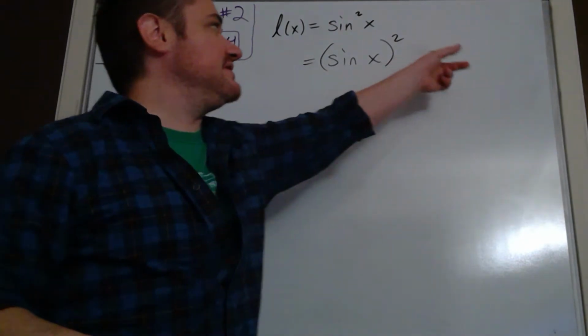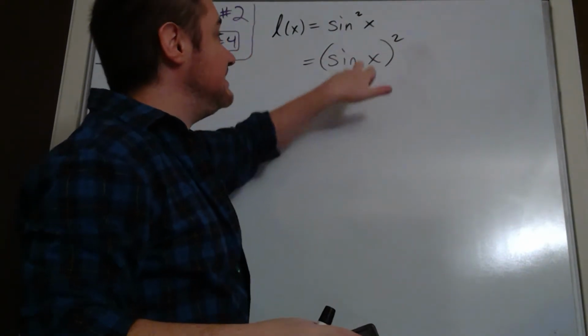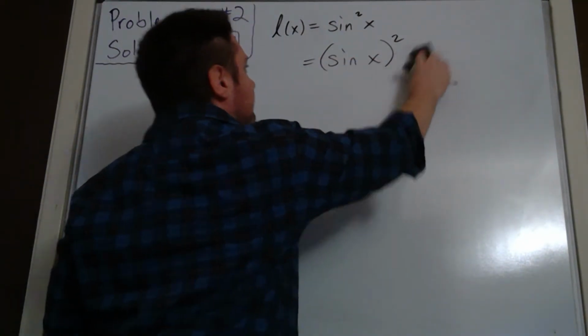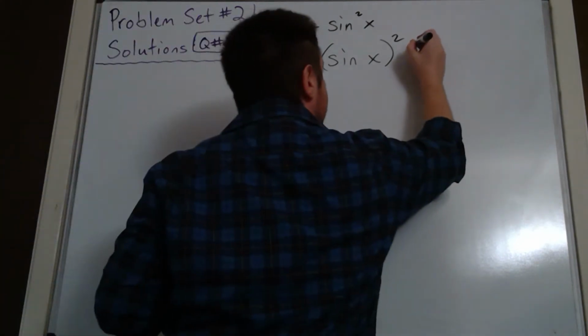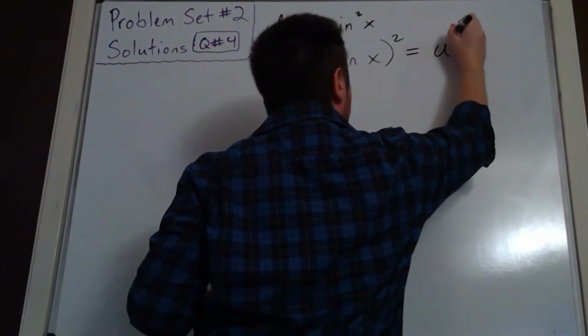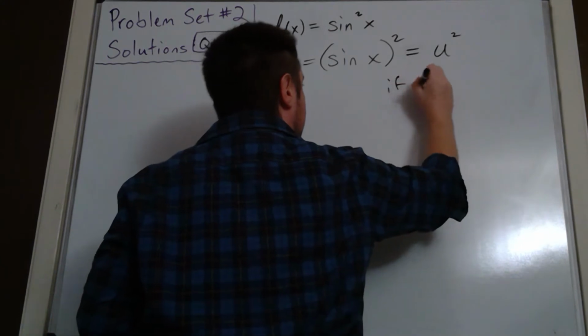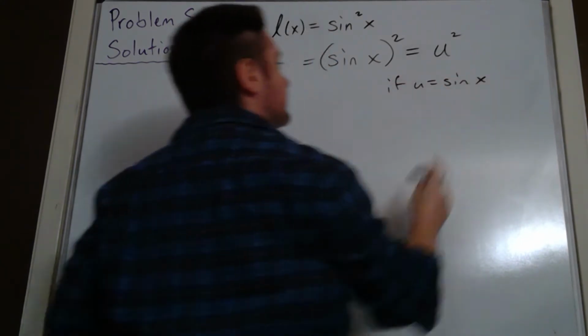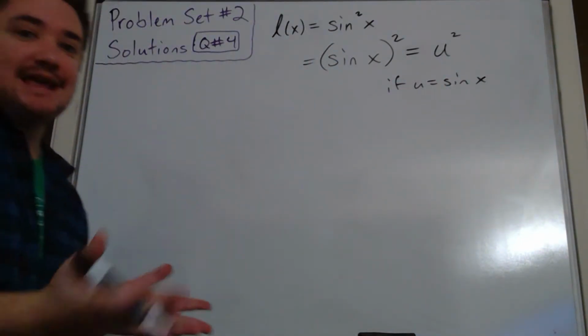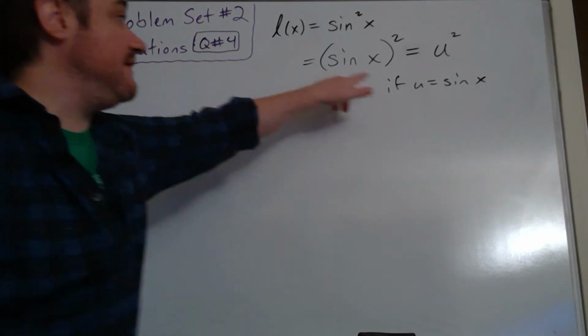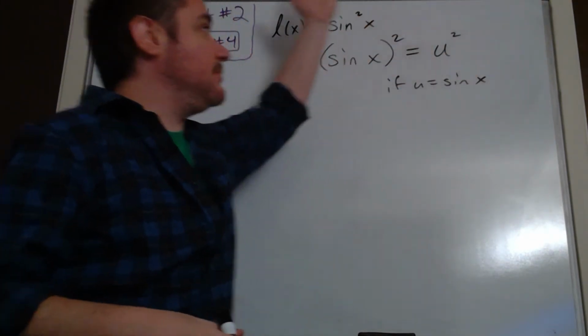I don't need that representation anymore to help me out, but this representation might still be nice, because here I can say L equals u squared, if u is sine of x. So that's sort of an alternative to a let statement, but it makes a substitution right there. So if I call u sine of x, there we go, u squared.